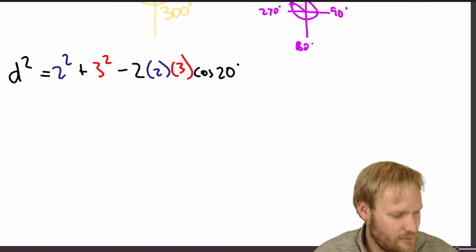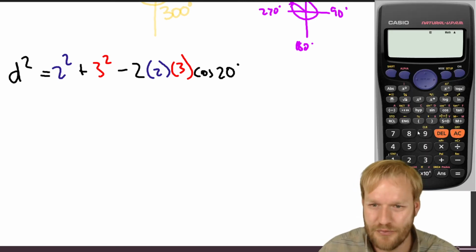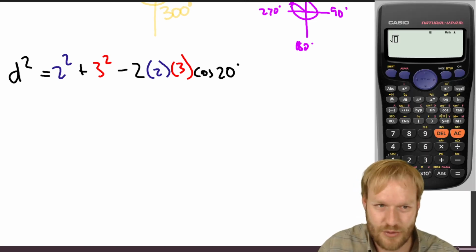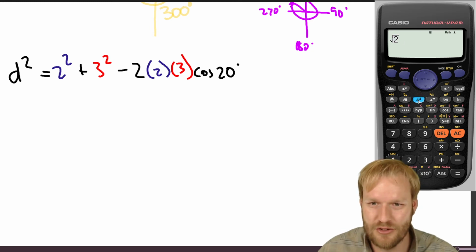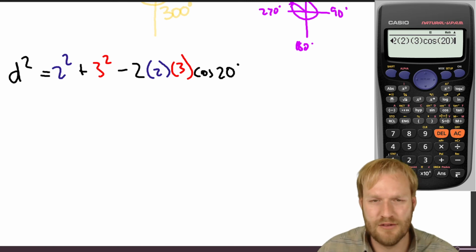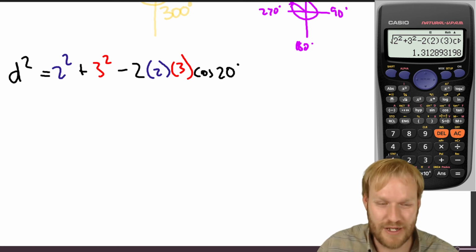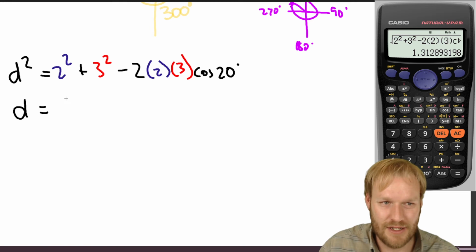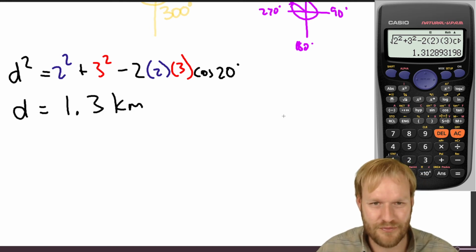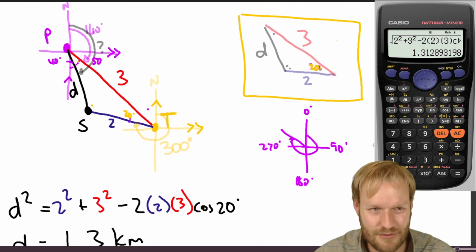So let's run through that. Let's grab our beloved calculator out and go, okay, so d squared is all of that. So let's square root that. 2 squared plus 3 squared minus 2 times 2, 3 cos 20. Yep, what do you get? 1.31. Let's go to 1 decimal place. So d equals 1.3 kilometers.